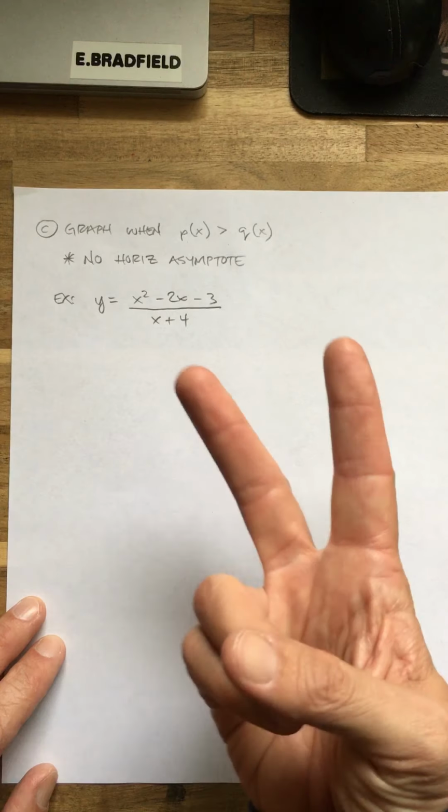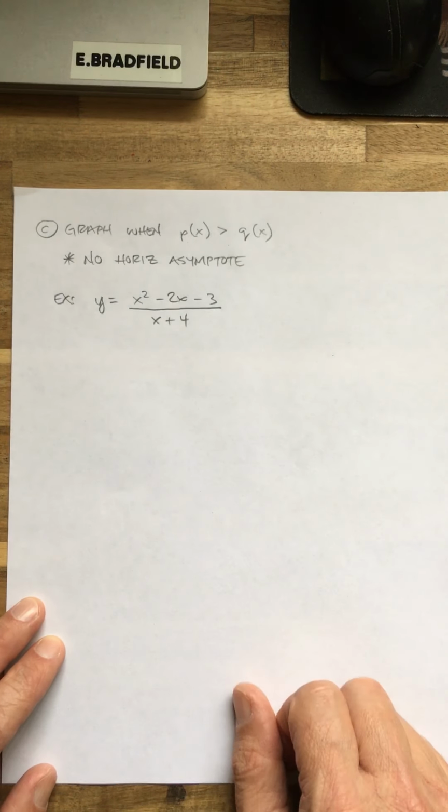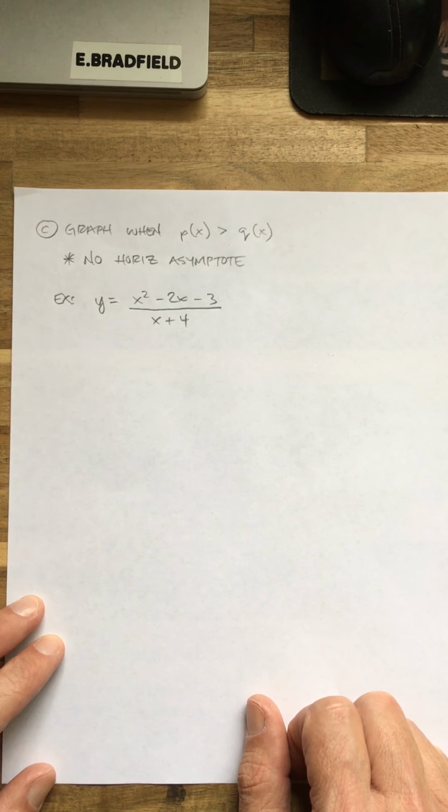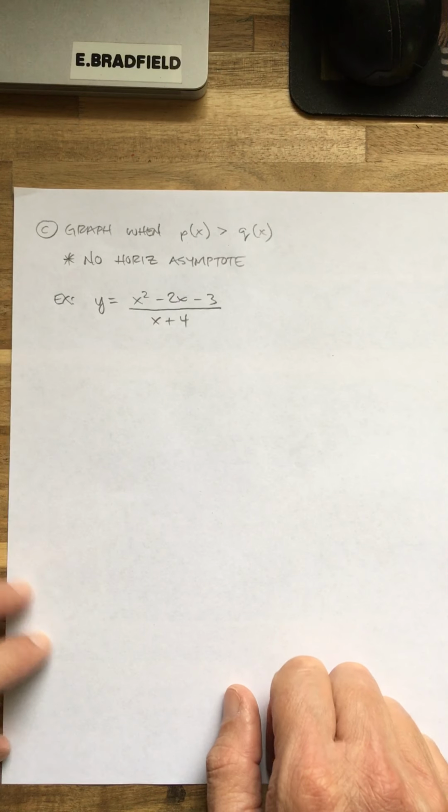You're going to have to find the vertical asymptote. But for this one, there is not going to be a horizontal asymptote. Okay, so that makes our work a little nicer. All right, so go ahead and copy this down and let's get started.